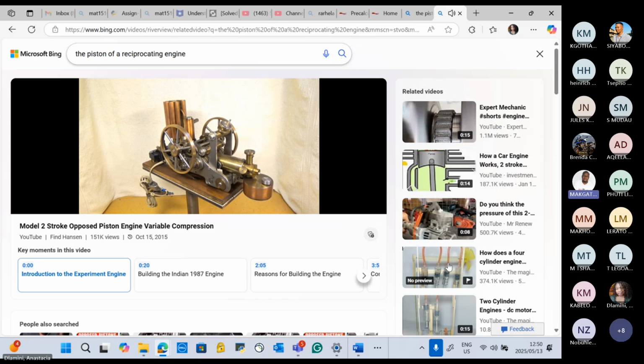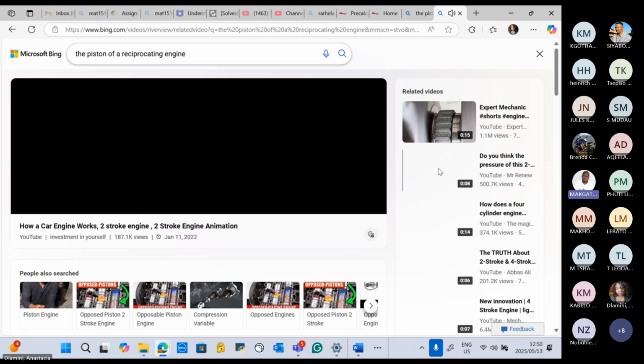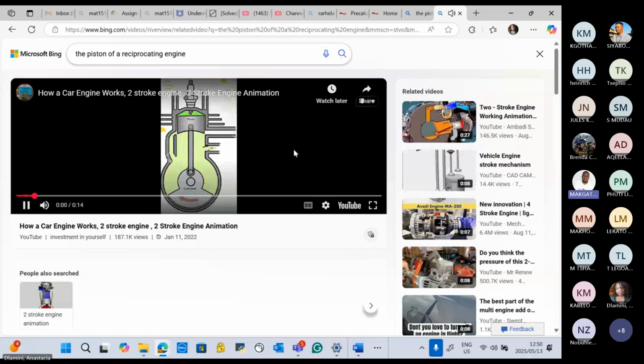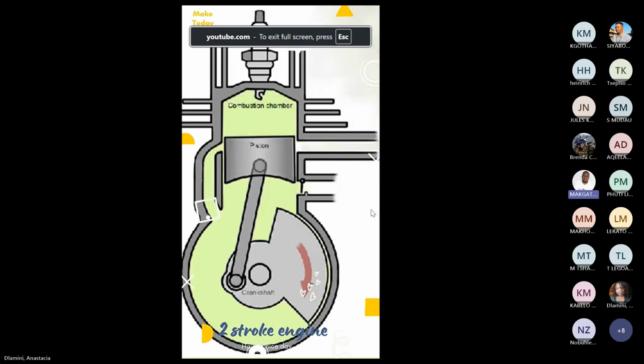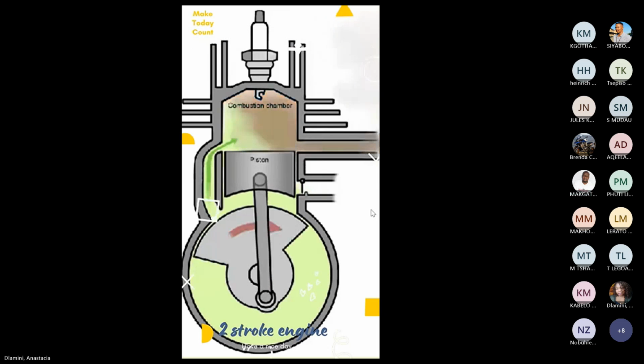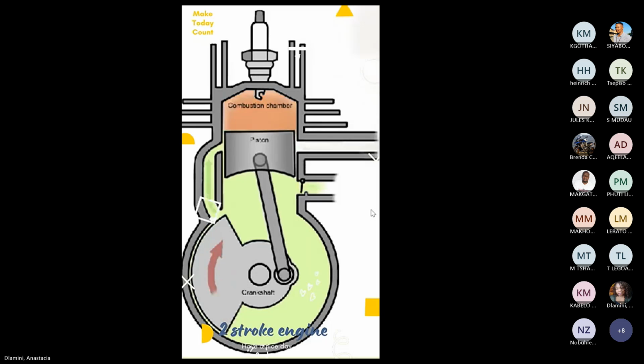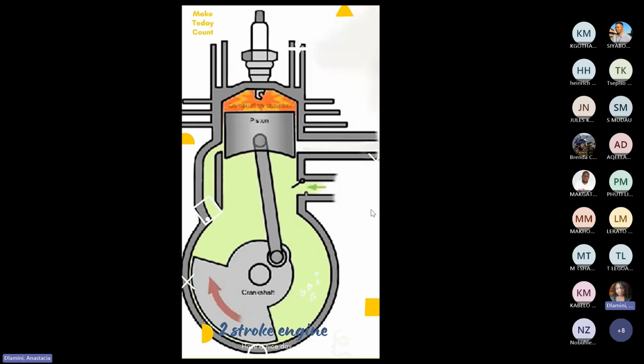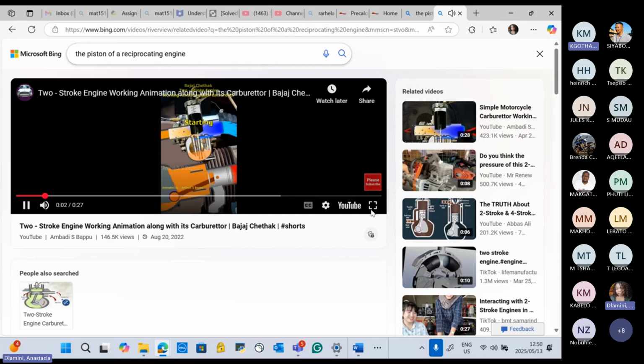Look at the one that says how does a 4-cylinder engine work, I think. Yeah, I think this is a piston here. So if it moves, it moves in a what? An up and down circular motion? Yeah. It moves in a circular motion, right?